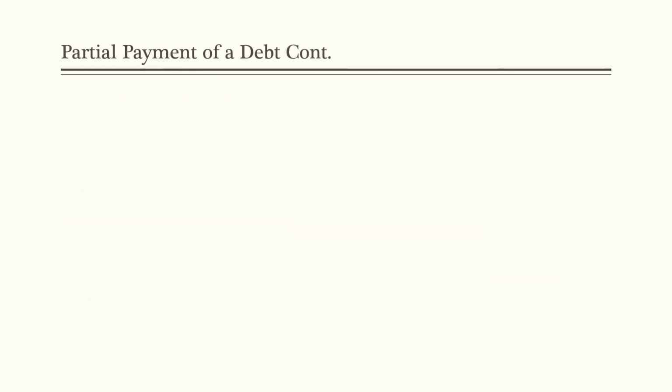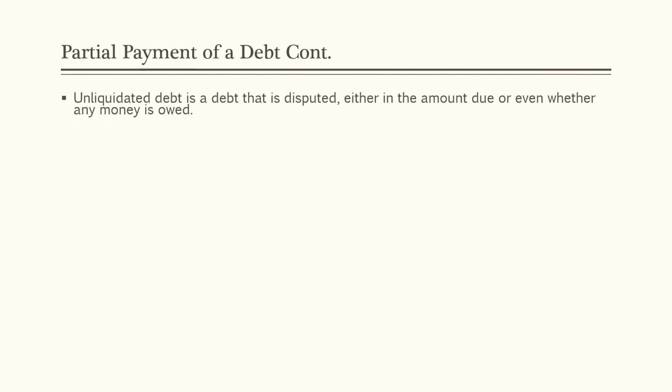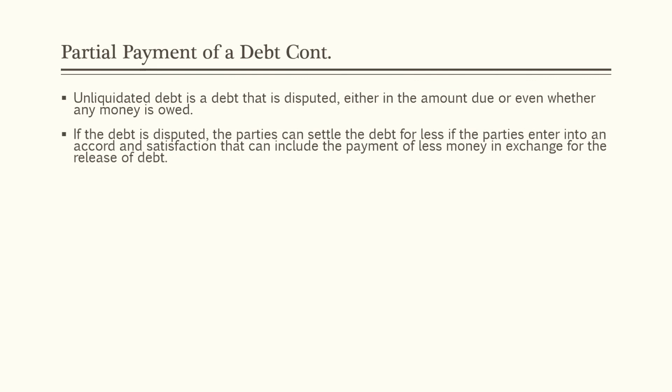Unliquidated debt has different rules. So what is unliquidated debt? Unliquidated debt is a debt that is disputed, either in the amount due or even whether any money is owed at all. If a debt is disputed, the parties can settle the debt for less if the parties enter into an accord and satisfaction. Unlike liquidated debt, that can include the payment of less money in exchange for the release of debt.